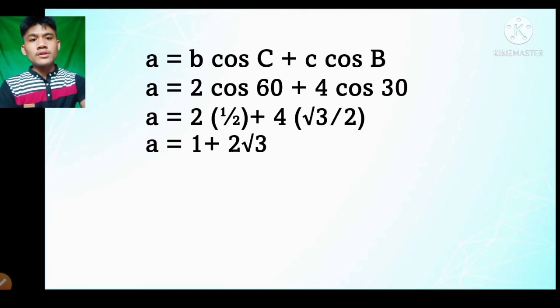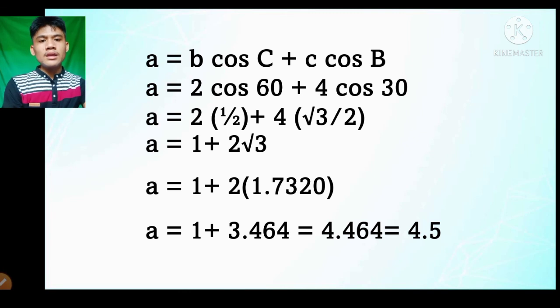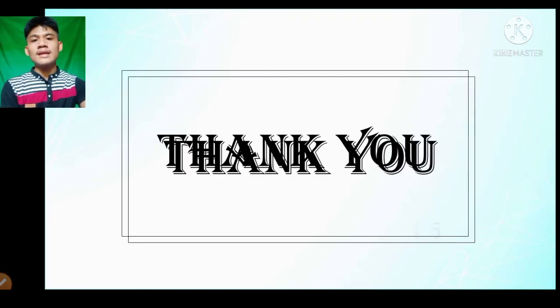4 square root of 3 over 2, in lowest terms, we have 2 square root of 3. The value of square root of 3 is 1.7320, and multiplying, we come up with a is equal to 1 plus 3.464, which is equal to 4.464, or just 4.5. And that would be the measurement of our a.